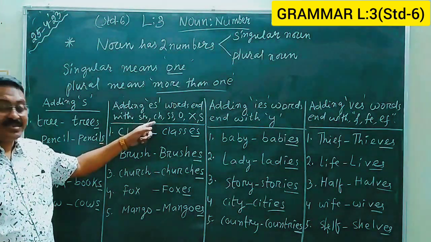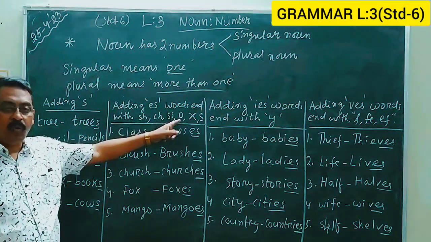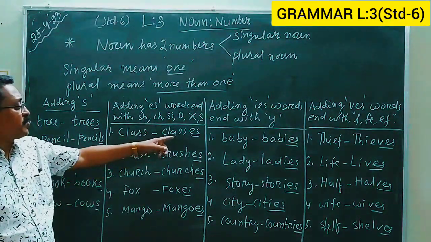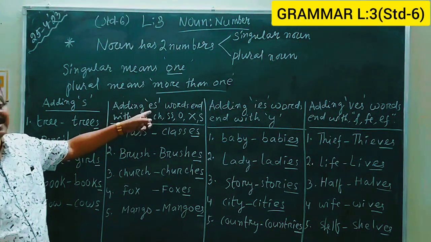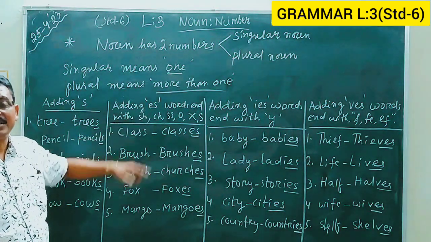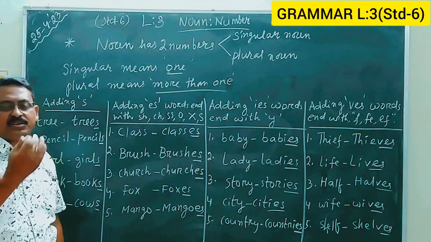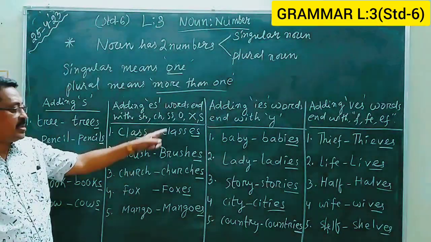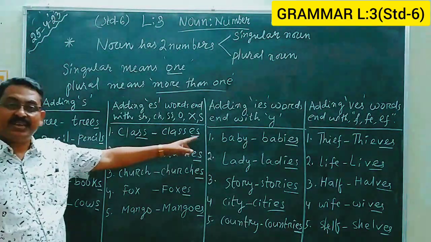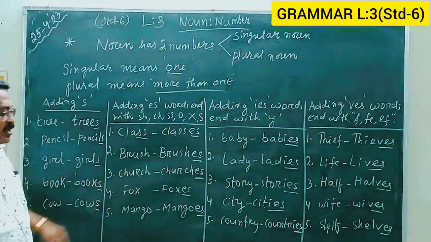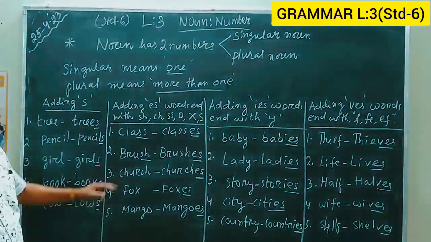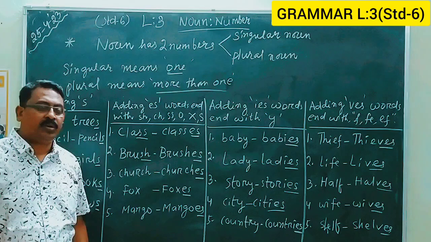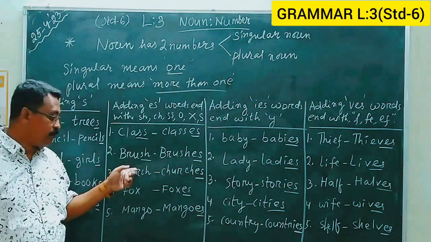But we have to see some words which end with SH, CH, SS, O, X and S. In those cases we have to add ES to the singular, then it will change into plural. You see, class, ending with SS: classes, C-L-A-S-S-E-S. Brush, ending with SH: brushes, B-R-U-S-H-E-S. Just we add ES to the singular word.